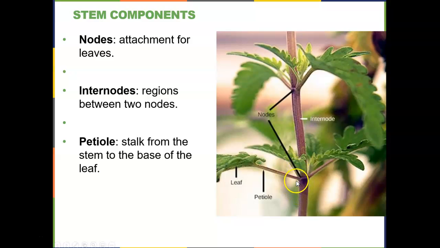Then, where you have a stalk which extends from the stem out to the leaf, so this is sort of the stem of the leaf, we're going to call that a petiole. So the petiole is the stem of the leaf.